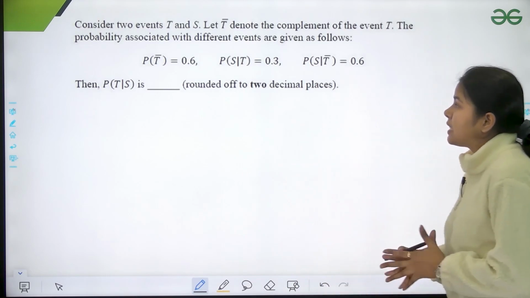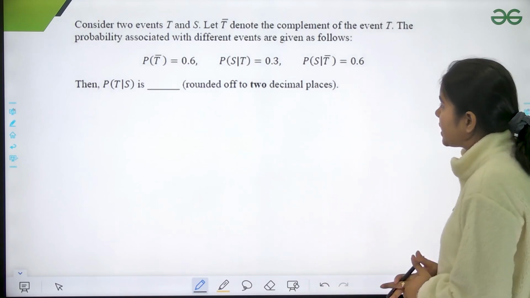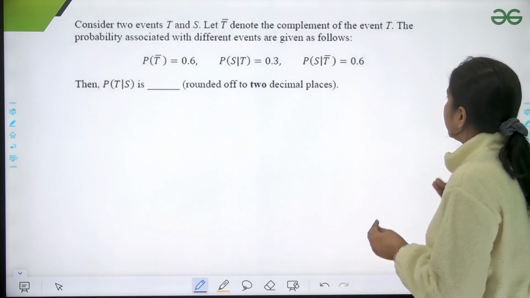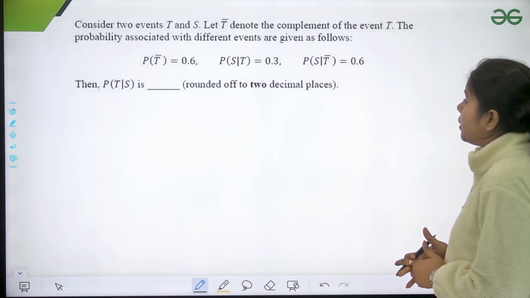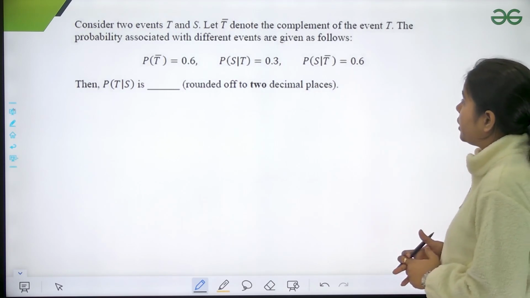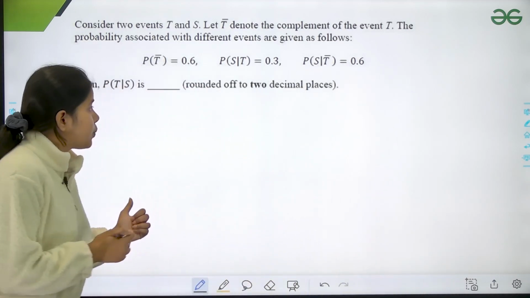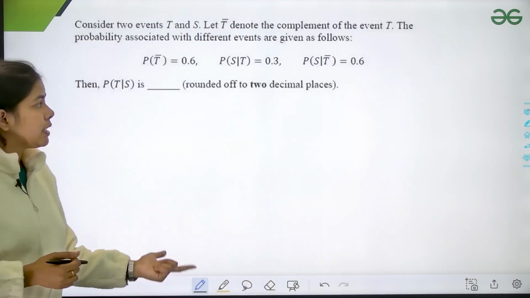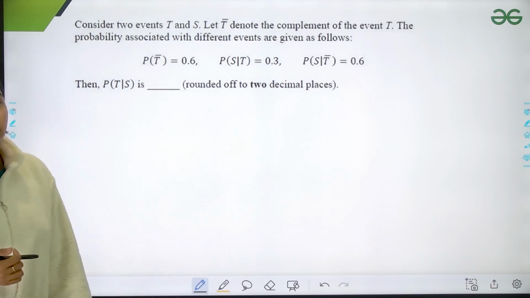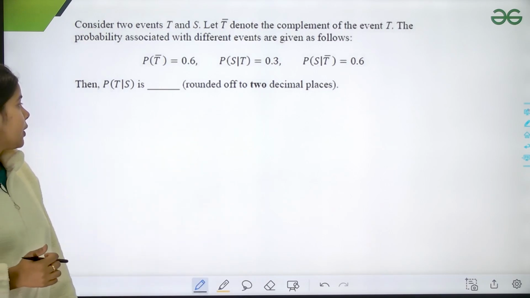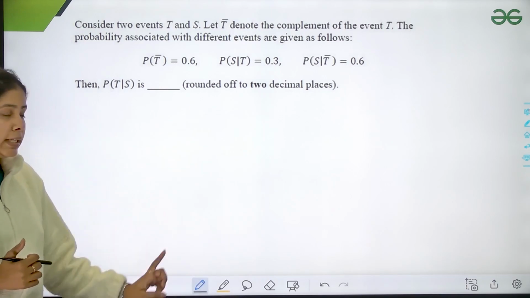So this is a question. It says: consider two events T and S, and T bar denotes the complement of the event T. The probabilities associated with different events are given as follows. Probability of T bar is equal to 0.6. Probability of S given T is equal to 0.3. Probability of S given T bar is equal to 0.6. So we have to find out probability T given S.